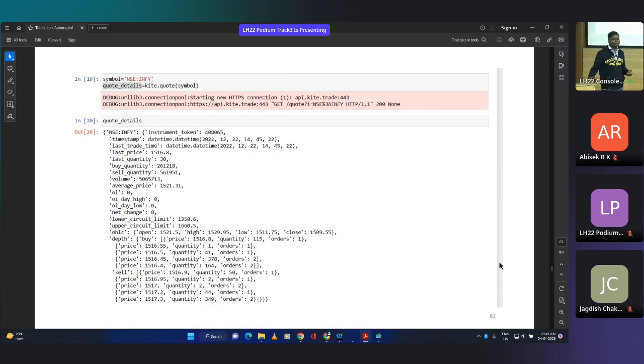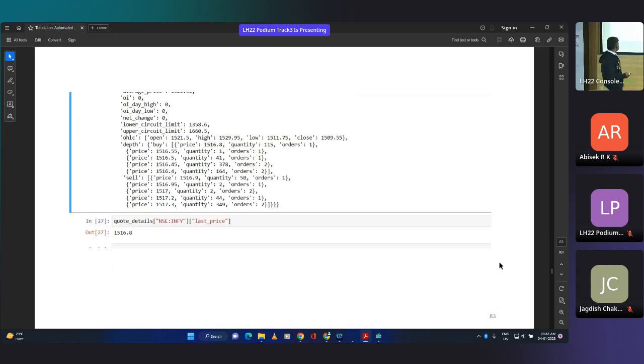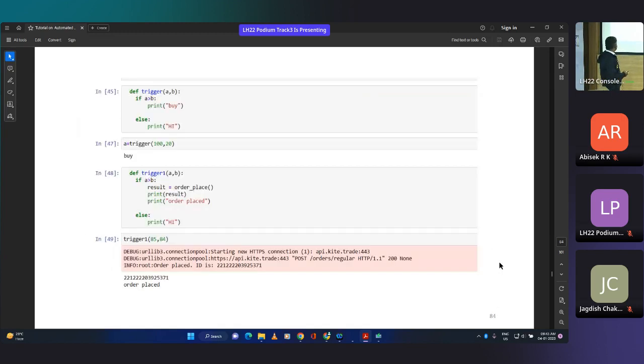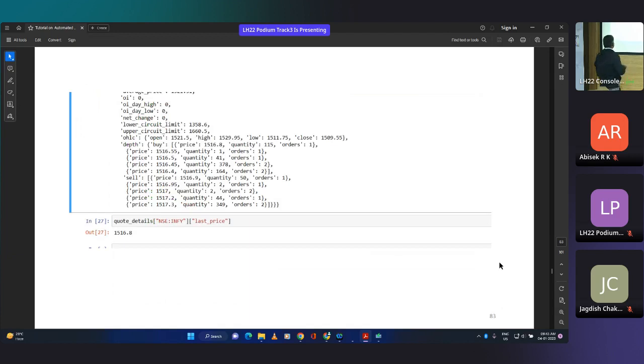Suppose 10 people want to sell and 100 people want to buy, then logically the price should increase. That information you can get from the order book, and this is the information. What are the parameters printed here? These are the data from the order book. Based on this data, you can develop your trading strategy. What I have received is just a Python dictionary.